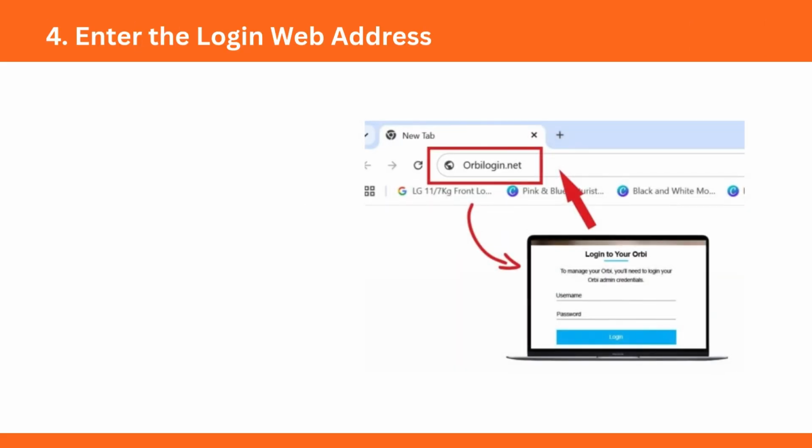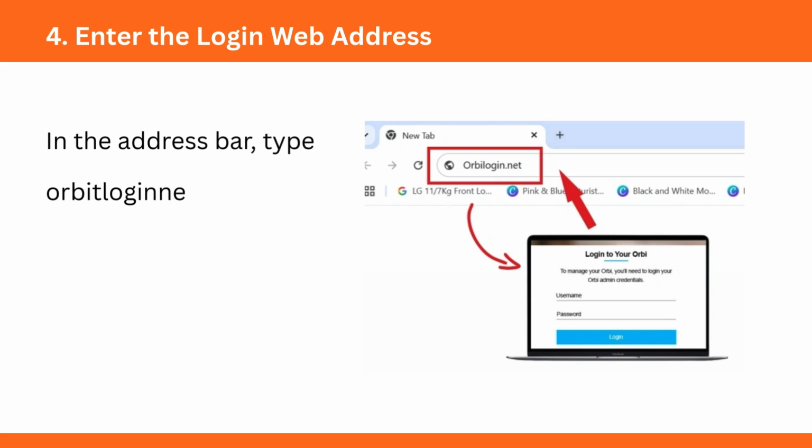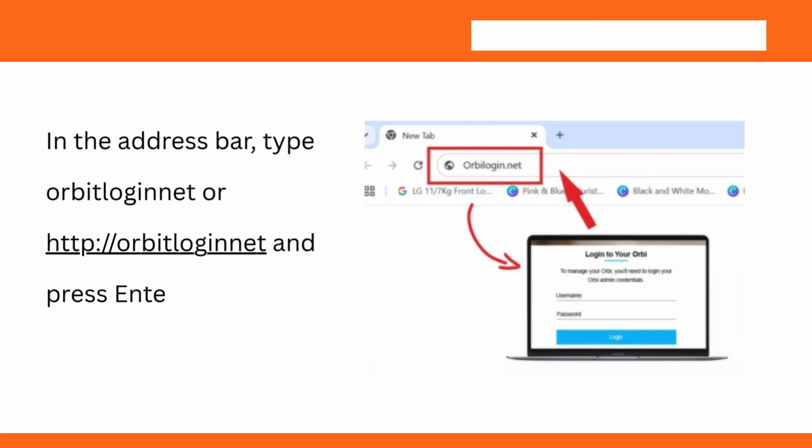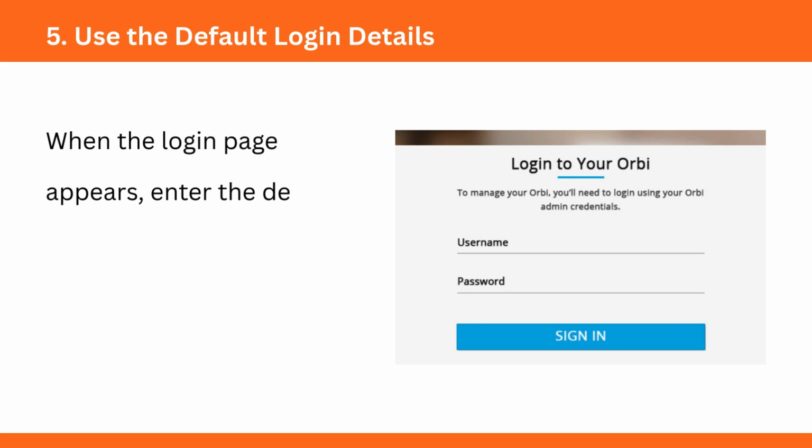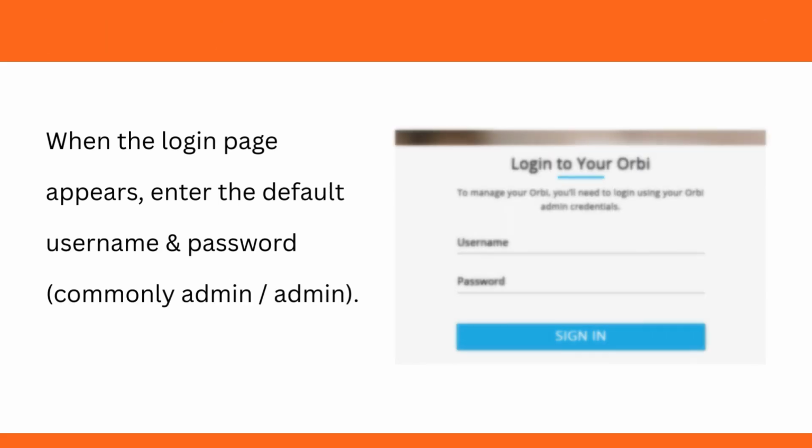4. Enter the login web address. In the address bar, type Orbitloginnet or http://Orbitloginnet and press enter. 5. Use the default login details. When the login page appears, enter the default username and password, commonly admin.